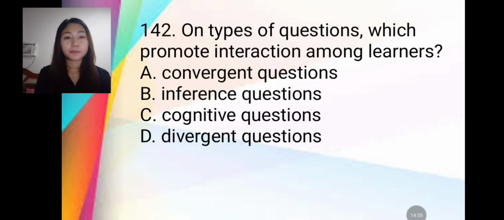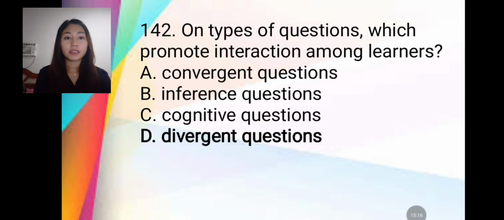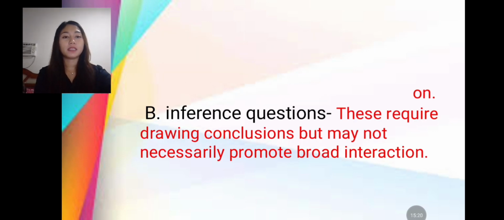Next is on types of questions which promote interaction among learners. A, convergent questions. B, inference questions. C, cognitive questions. D, divergent questions. The answer is letter D, divergent questions. So why not A, B, and C?